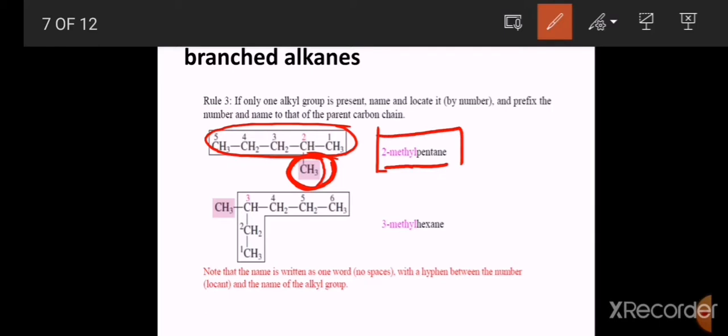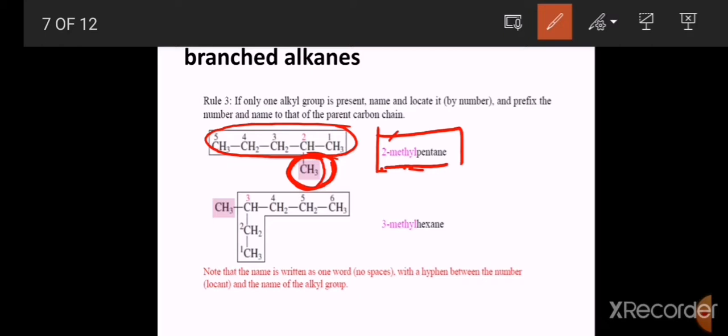Take note, sa pagsulat, a number will be separated from a word using a dash. Okay, may dash sa pagitan ng 2 at saka methyl. And there should be no space in between the name of the substituent and the name of the parent chain. So, isang mahabang pangalan yan, walang spaces. At para pare-parehas tayo ng answer, lahat din ng mga names or words should be written with a small letter.